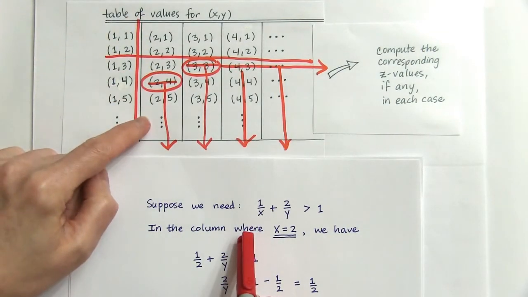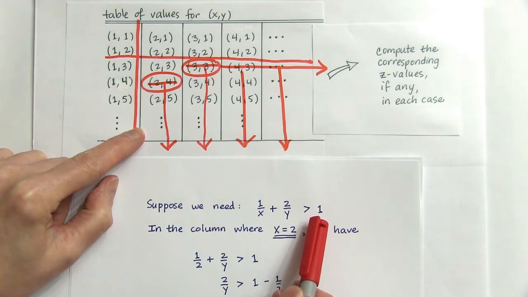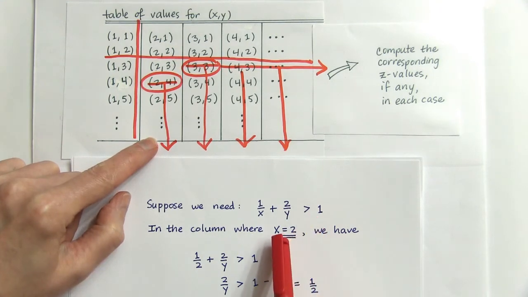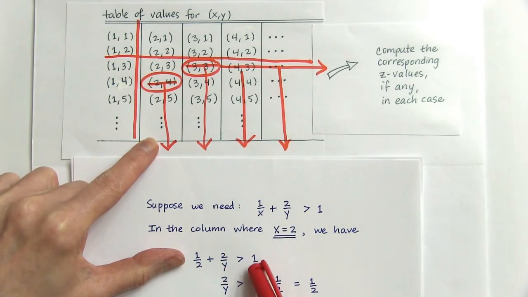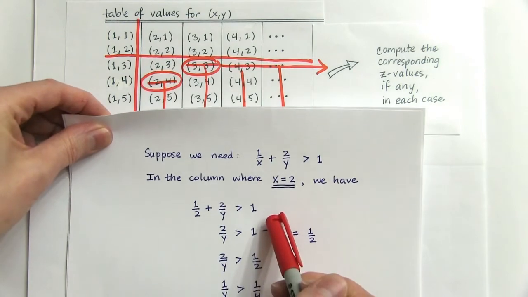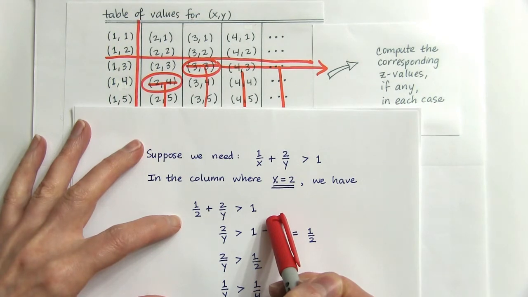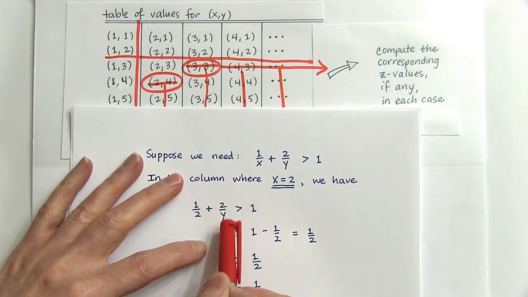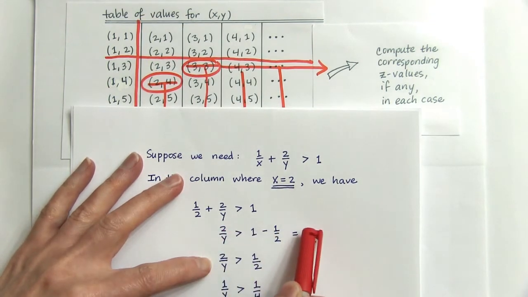So in this first column, when x is 2, and we know that 1 over x plus 2 over y needs to be greater than 1, for this column here, where x is 2, we can plug in 2 for x, and this inequality becomes 1/2 plus 2 over y is greater than 1. Then by translation invariance, we can subtract 1/2 from both sides of this inequality, and so this becomes 2 over y is greater than 1 minus 1/2, which is 1/2. And so 2 over y is greater than 1/2.